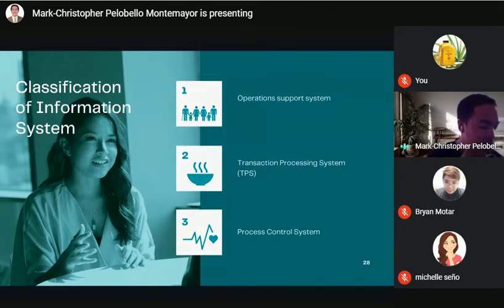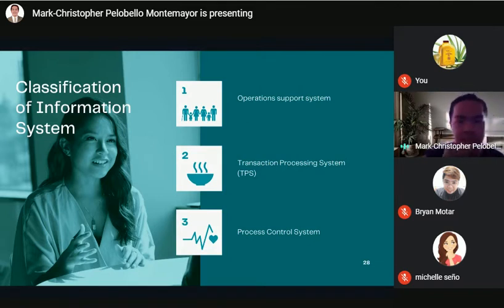The purpose of the operation support system is to facilitate business transaction. So, yung operation support system is for business transaction, control production, support internal as well as external communication, and update organization central database. The operation support system is further divided into a transaction processing system, processing control system, and enterprise collaboration system. That is our number 2, 3, and 4. Kasi yung atin pong operation support system ay na-subdivide into 3.